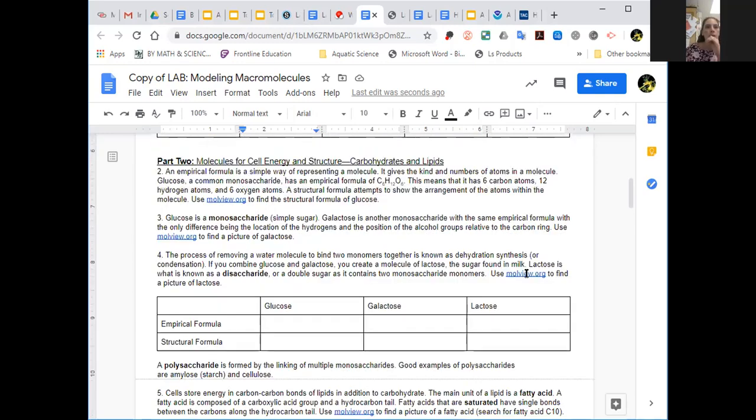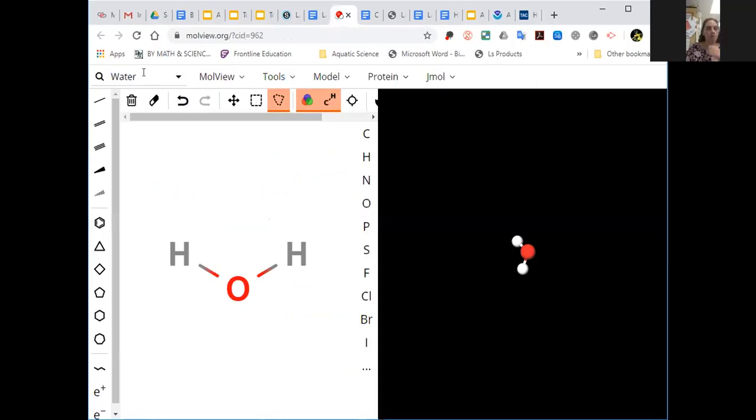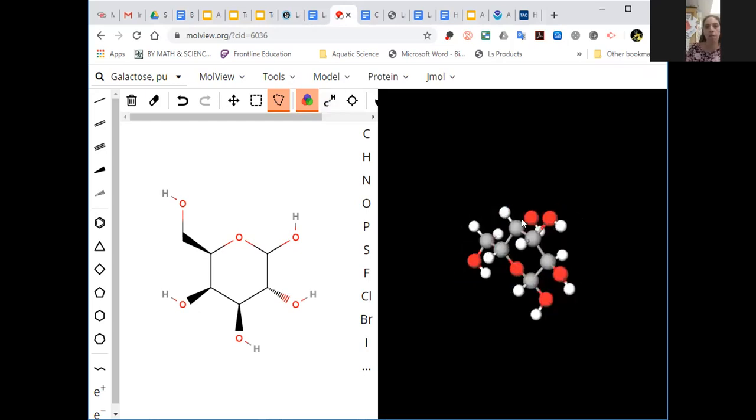On to part two, which is looking at the molecules for cell energy and structure. First it gives you several monomers to look at, or monosaccharides. Let's take a look at galactose together. So I'll come over to MolView and let's pick pure galactose. And so here's my image. This is a really busy image. If you don't like seeing all the C's and H's, you can also use this view as well. And again, here is our 3D structure.